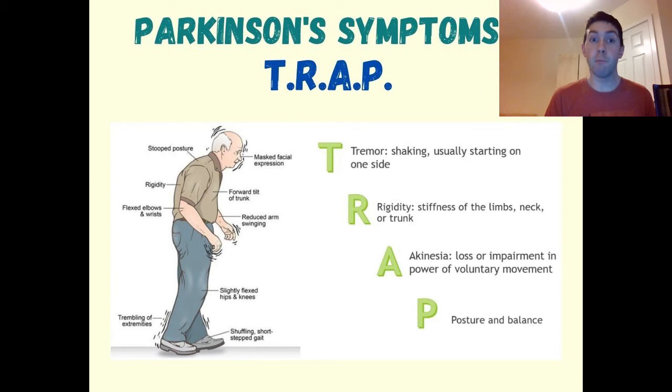And P for postural instability, where their balance just is not what it used to be. And if you do a test such as the Romberg's test to see how they are with their balance, it will tend to be abnormal with patients who have more advanced Parkinson's disease.